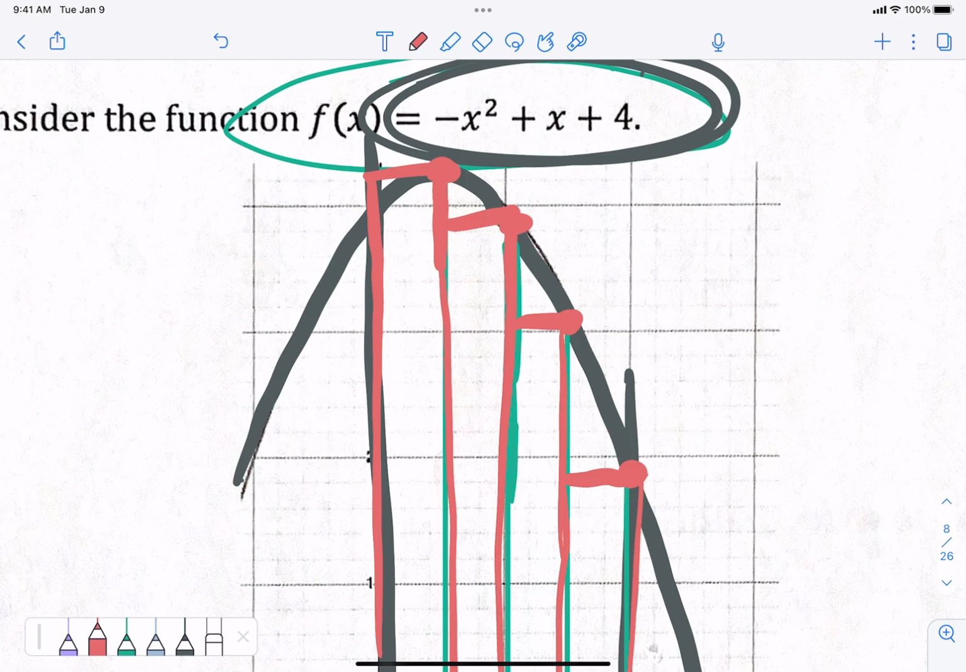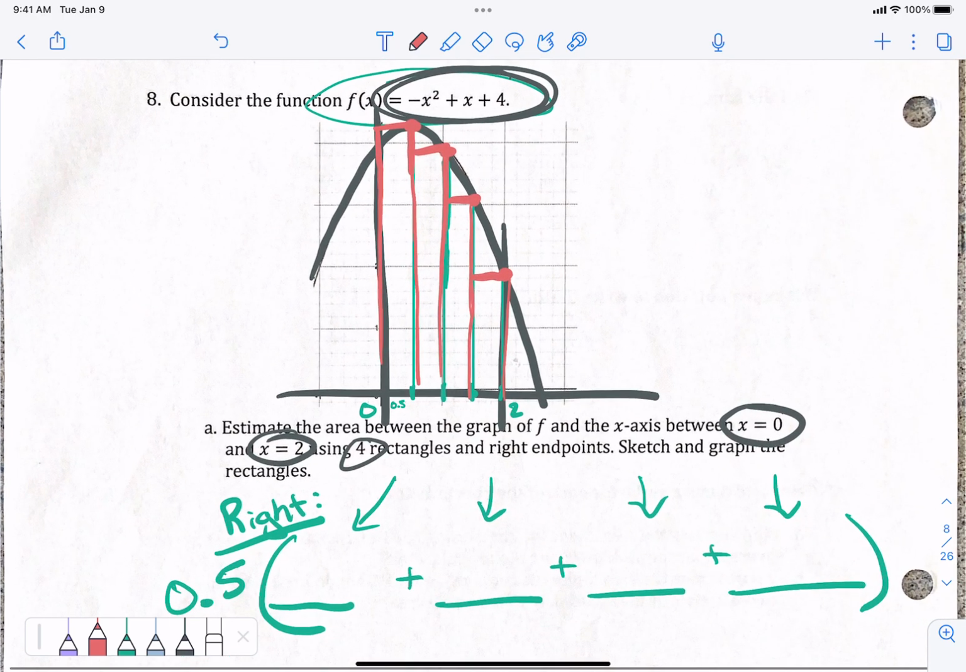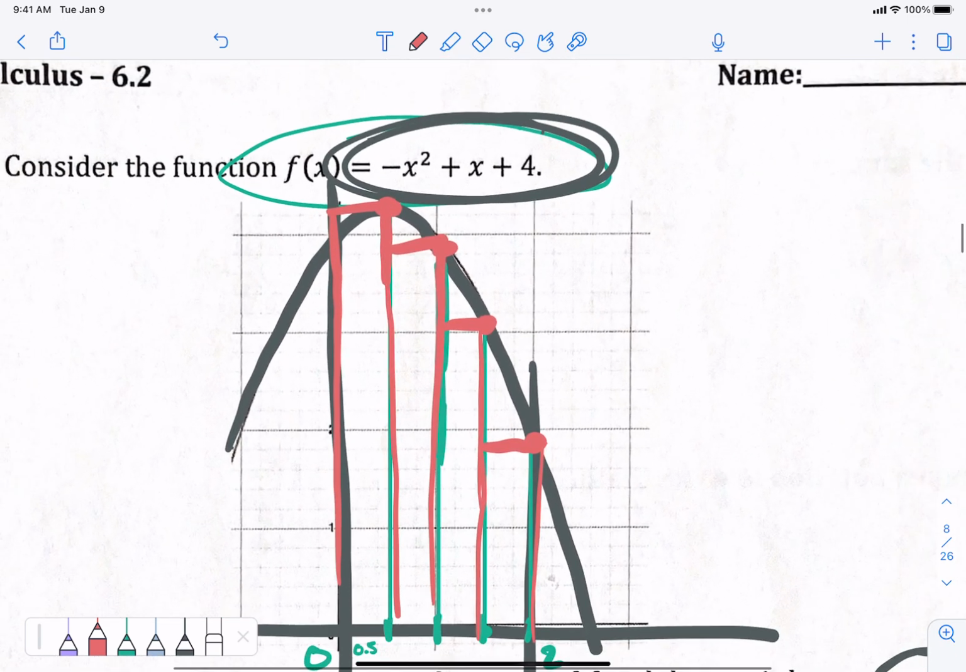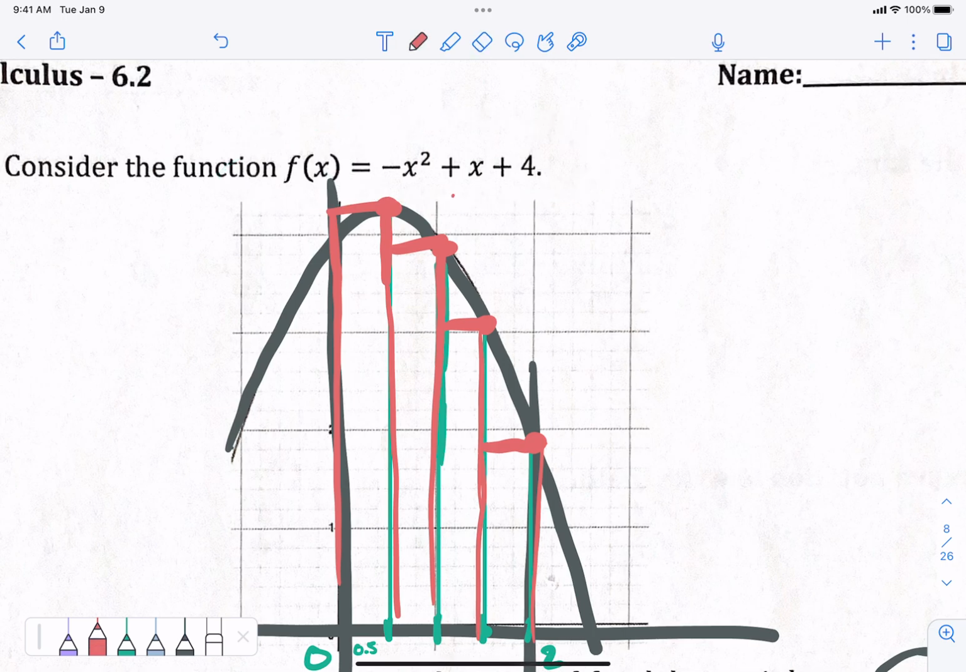Over or under? Under, I would say. So this is going to be smaller than what it actually would be. Okay, so we have to find the heights of these. How do we do that? We plug 0.5 into the function to find what this coordinate point is, and the y coordinate will tell you the height. The x coordinate of that dot is 0.5. Then we just plug it in here, which is going to be really gross, but we're going to do that and find the height.